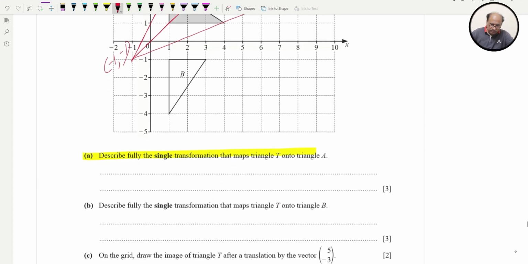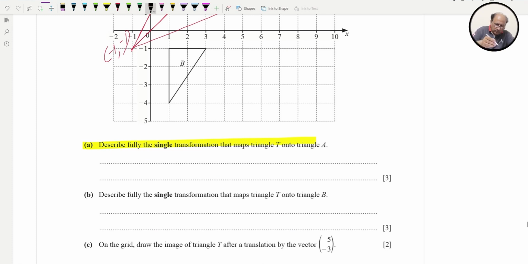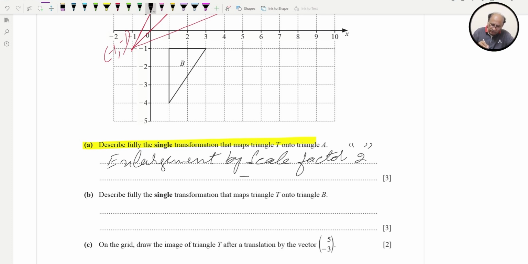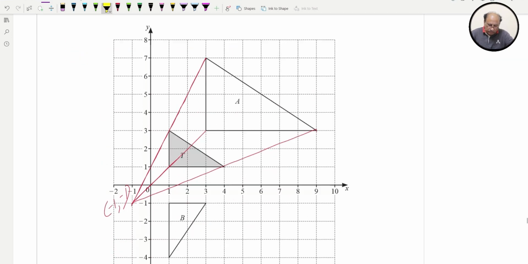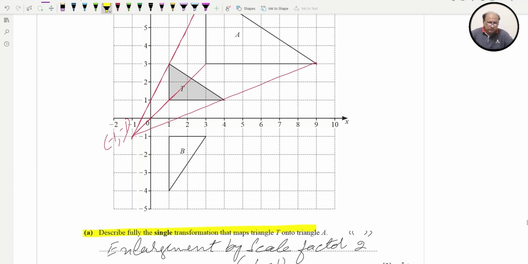So enlargement by scale factor 2, and we can write here enlargement by scale factor 2, and center is -1, -1. You can provide the center, and this is a 3-mark question. Then B part, describe fully the single transformation that maps T onto B. T onto B, if you see, this is rotated about what? I'll draw the lines basically.